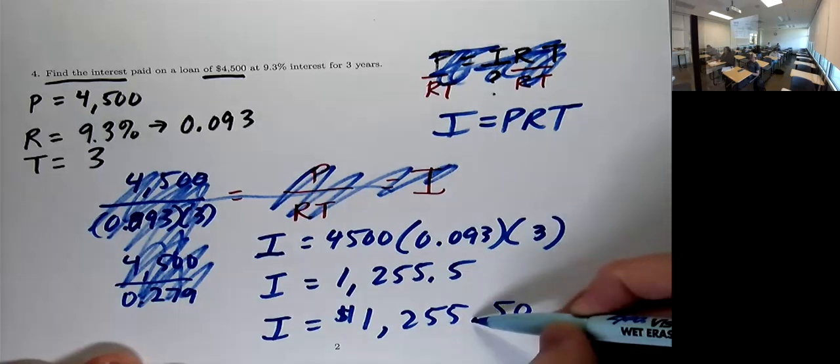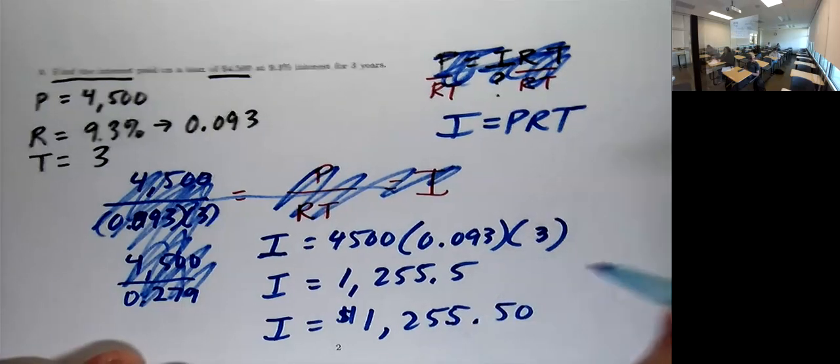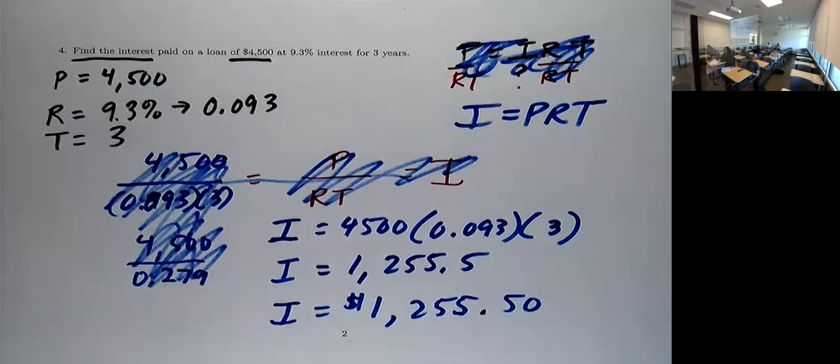50 cents. Do we have to show the formula? We have to do it now. How else would you do it? I multiply 4,500 times 9.3%. And it came out to $480.50, and then I multiply that by 3. And I come out with the same answer.